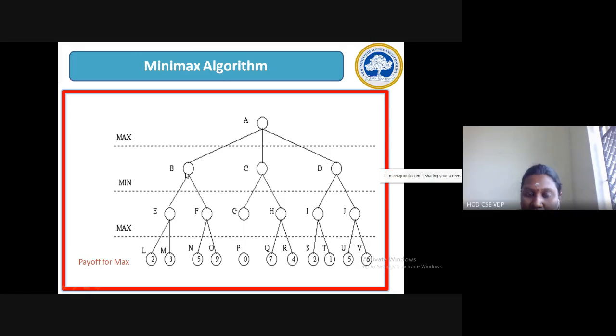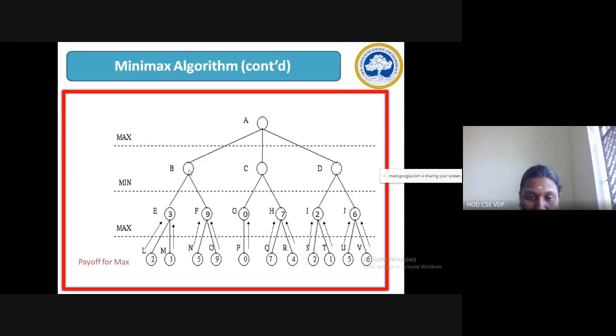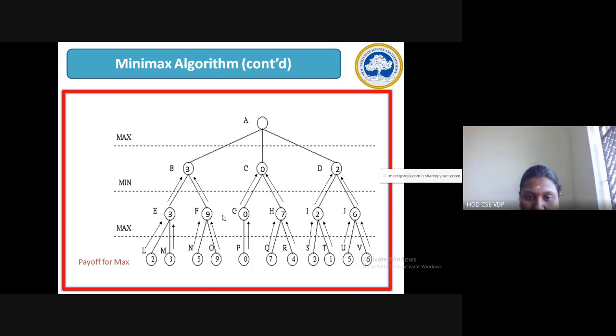Then I have to play a min value. What is the min strategy here? It has to be the minimum of these two values. So the minimum of 3 and 9, 3 has to go here. This is going to be the minimum value which goes up, 3. Minimum of these two, 0. Minimum of these two is 2. Again, max has to go up. So what is the max of these? It's going to be 3. Okay. So once you have this highest value of 3, now what is the path? The path is A, B, E and M. This is going to be my search path.